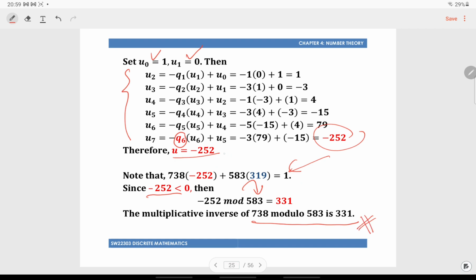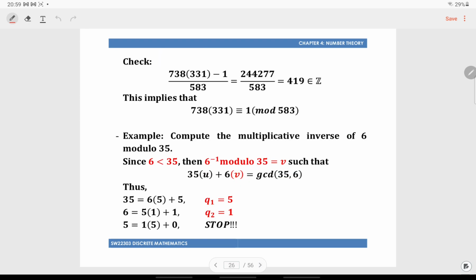Okay, so don't give the negative value as the final answer. Make sure you convert it to a positive value. Okay, so this is the way to verify. Yes, the obtained value 331, after we convert it to a positive value, is also true, because these two numbers are divisible by 583.